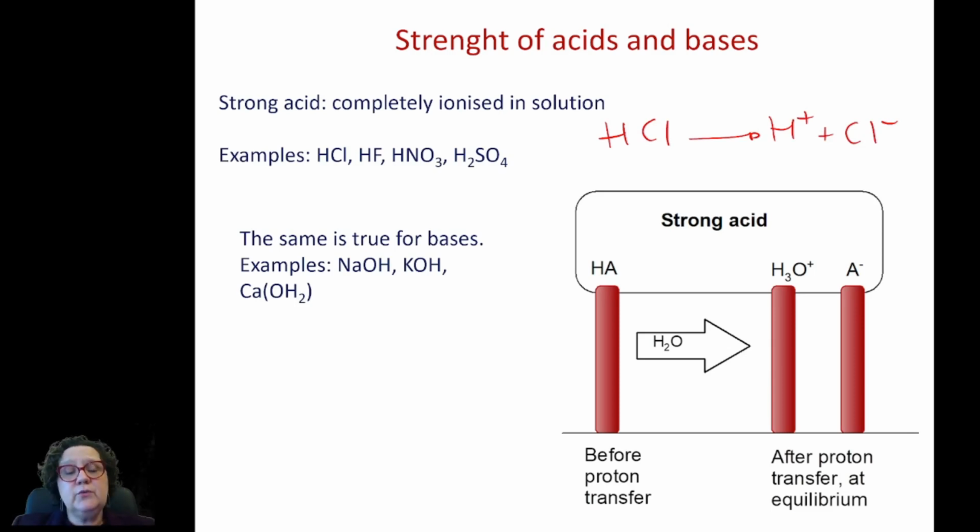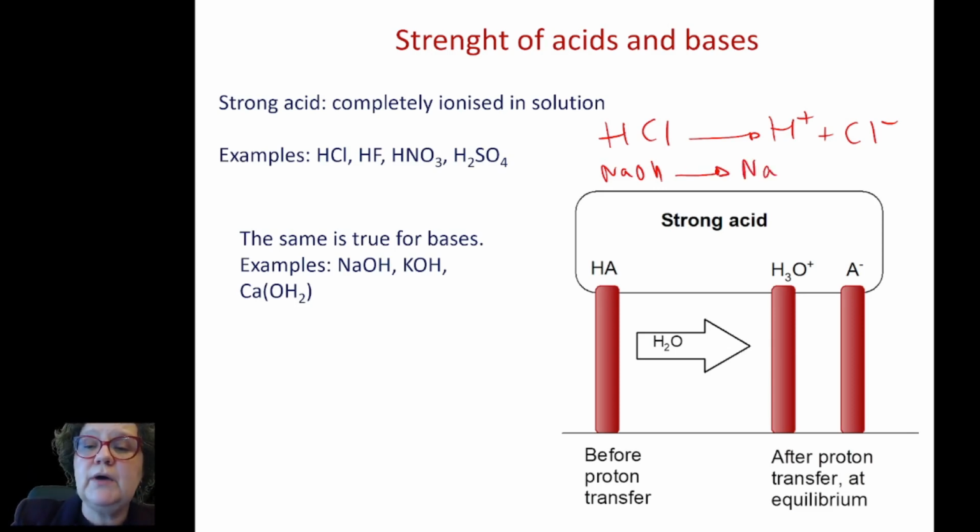The same happens with a base like sodium hydroxide. When you have sodium hydroxide, it is a solid, the compound sodium hydroxide, NaOH, an ionic compound of sodium ions and OH ions. When you dissolve it in water, you do not have the compound NaOH anymore. What you have is hydroxyl ions and sodium ions.